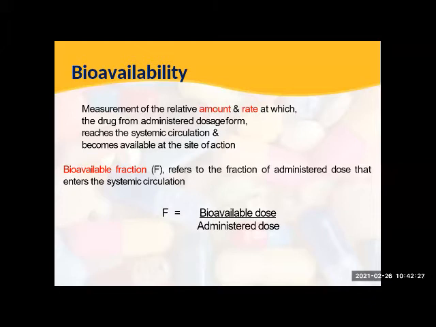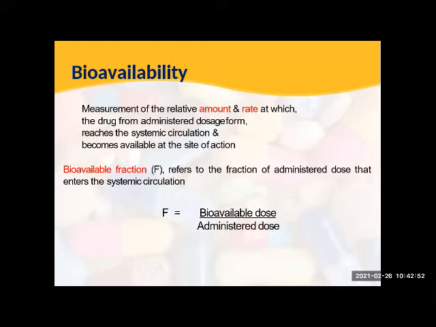Administered dose is a very simple thing: how much drug you give to the patient will be the administered dose. So let's take a very simple example of paracetamol. We know the dose is 500 milligrams. So in case of paracetamol, the administered dose will be 500 milligrams. But we have to determine what the bioavailable dose is.